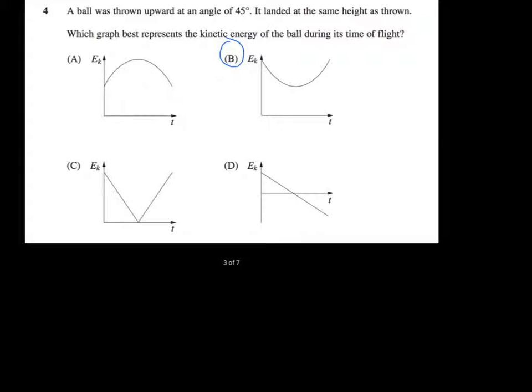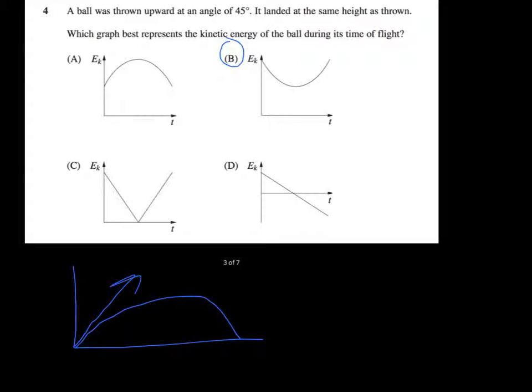If a ball's thrown upward at an angle of 45 degrees and it lands at the same height as thrown, the situation I've got for this is this. I'll just draw it down here. It's projectile motion. Throw it at 45, so we've got a projectile that does this.